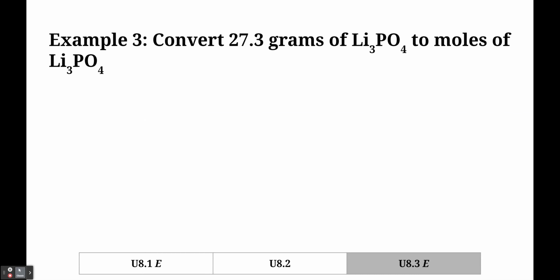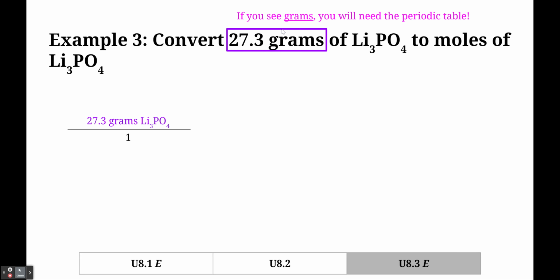Moving on to example 3. Here we're converting 27.3 grams of Li3PO4 to moles. So when we do this one, whenever we see grams, we again start the same way, but whenever we see grams involved in our problem, we're going to need to use the periodic table. So if you see grams, you will need to use the periodic table. The last 2 examples didn't have grams in them. We didn't need to worry about the periodic table.